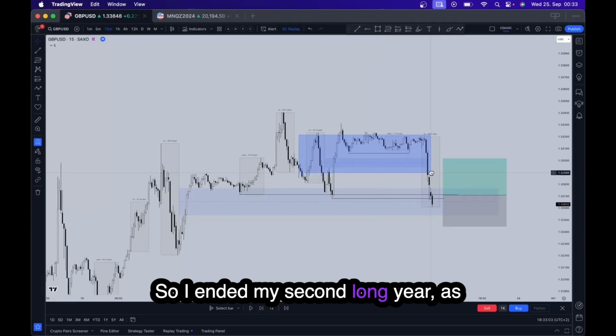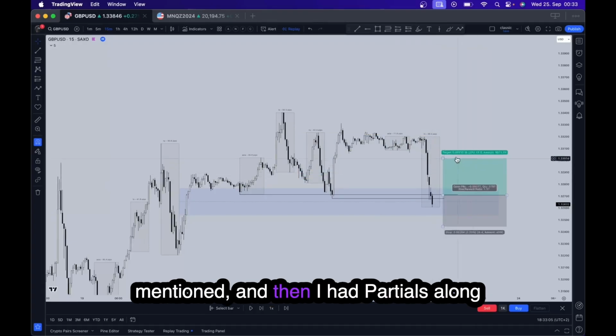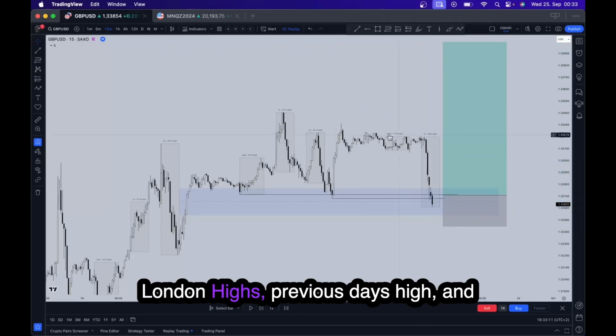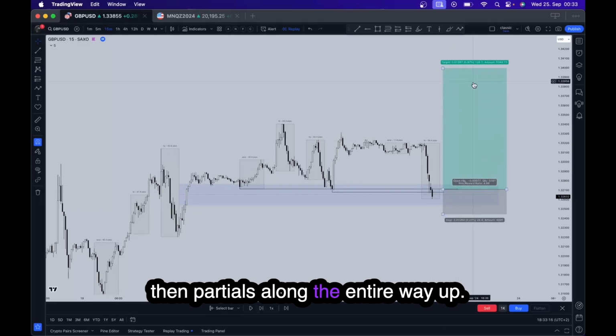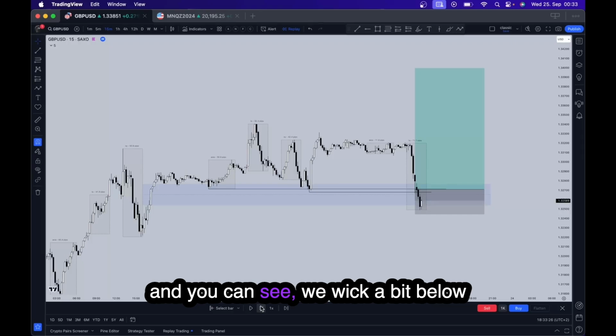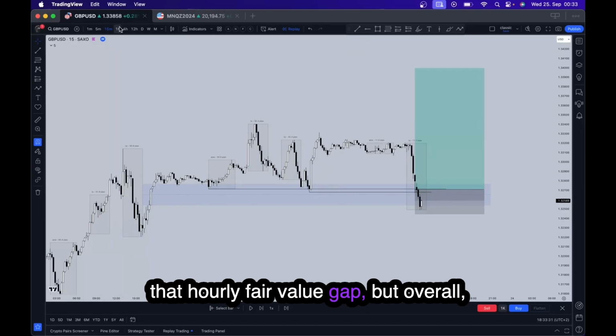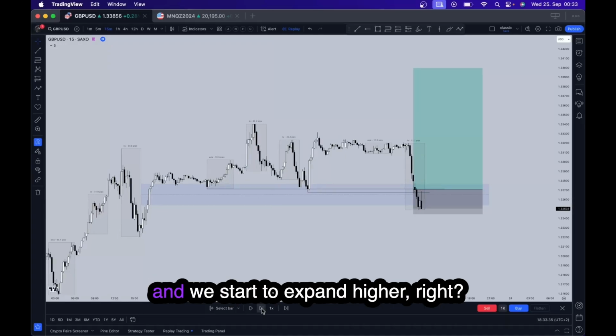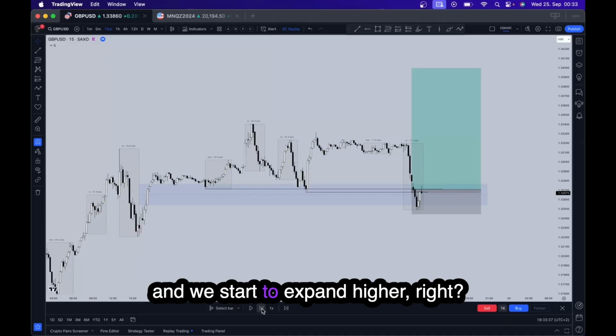So I entered my second long here, as mentioned, and then I had partials along the way. So I had partials around the London highs, previous day's high, and then partials along the entire way up. So that was the short-term trade entry, and you can see we wicked a bit below that hourly fair value gap, but overall you can see we are respecting that level, and we start to expand higher, right?